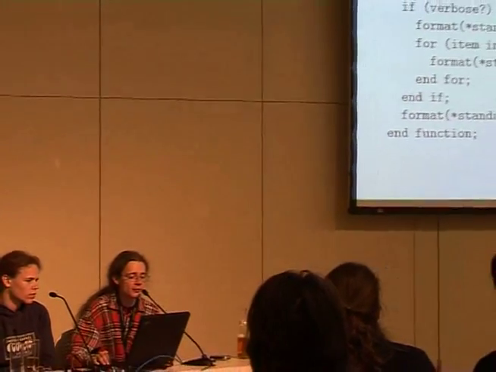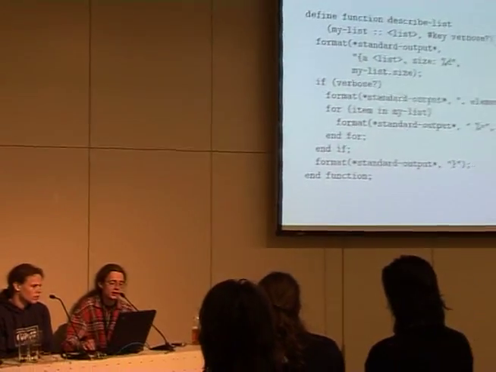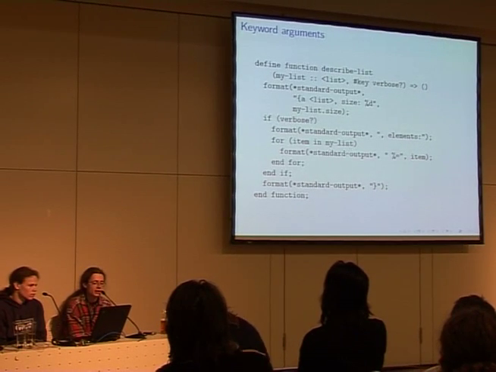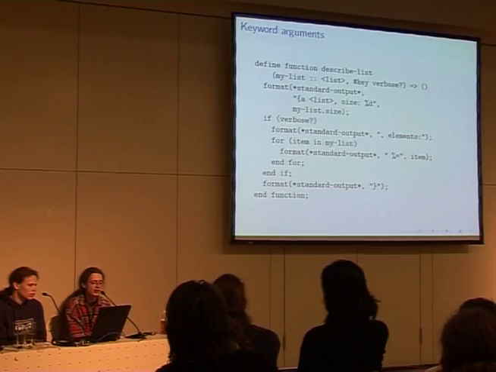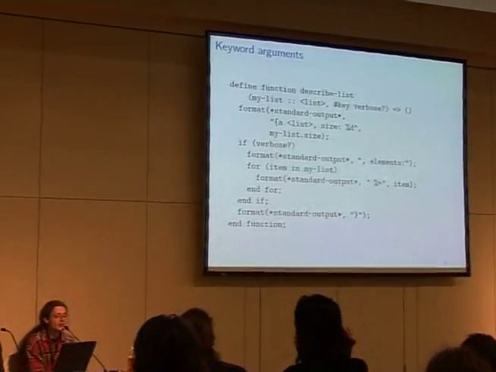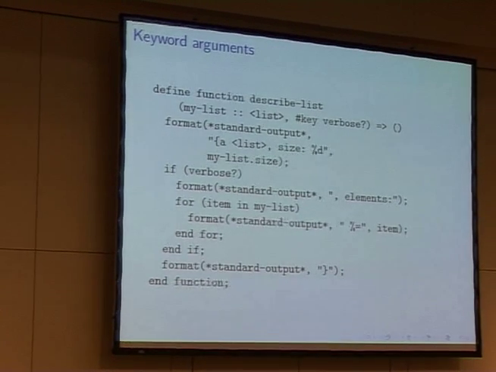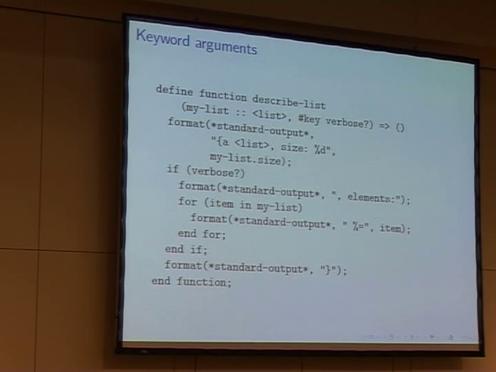I already mentioned keyword arguments. Here is an example of a function which has a keyword argument. So the function describeList, you always have to pass it myList, but optionally you can pass it a keyword argument verbose?. So you can say describeList, some list, and then verbose? true, and then the code is executed, but you can leave it away. So that's a way of having optional arguments.